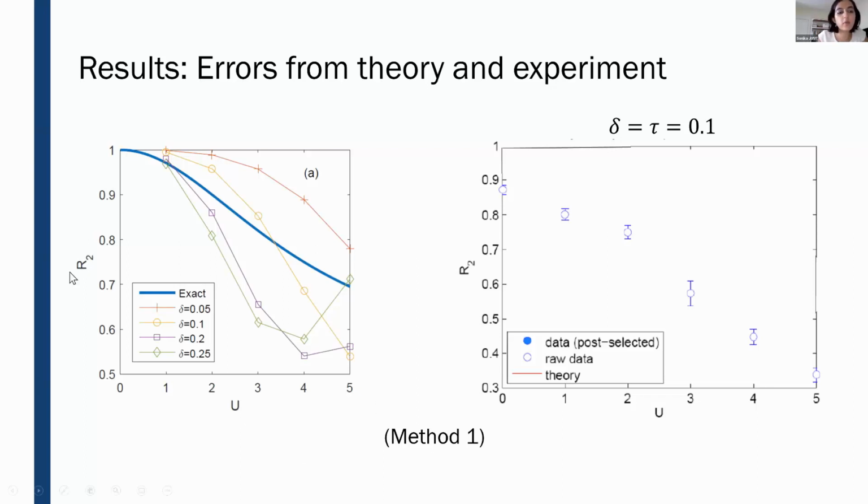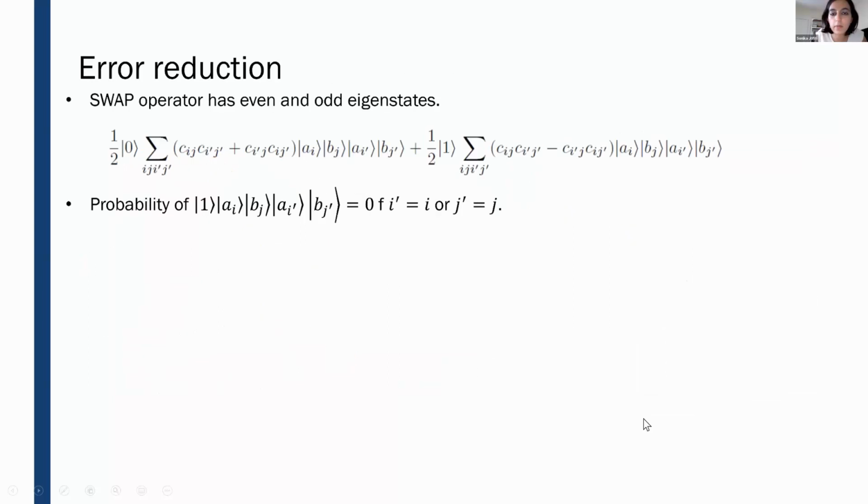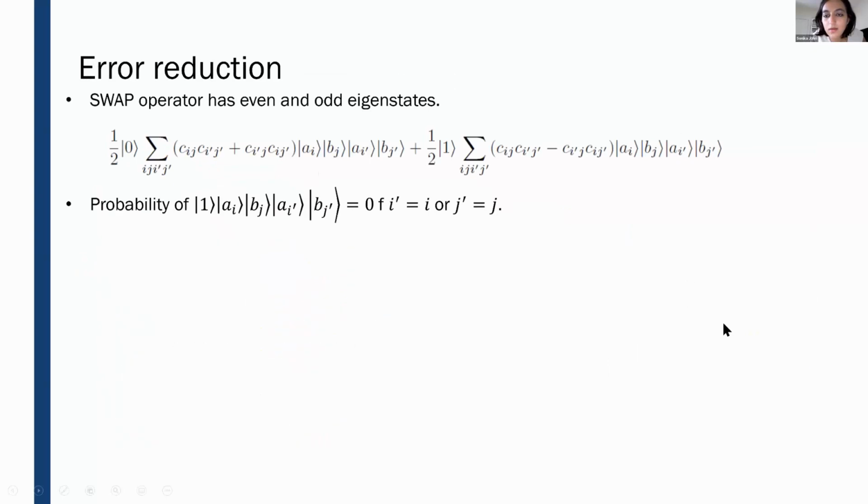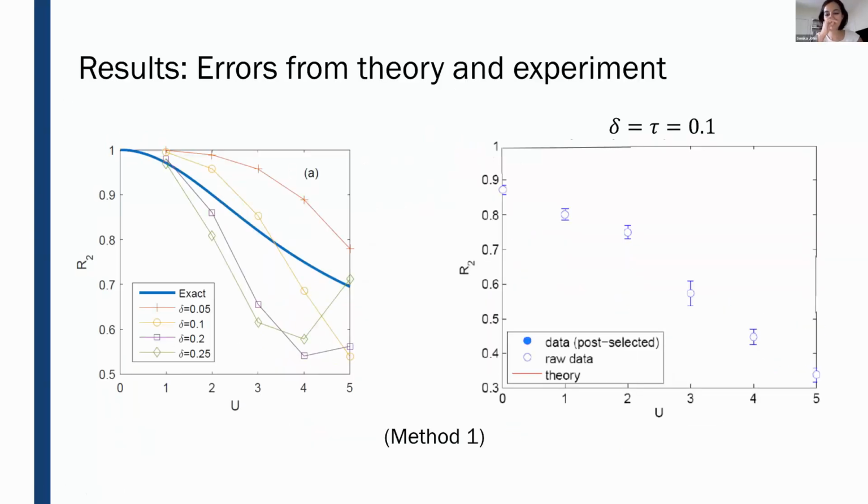Let's look at what happens when we measure R2 as a function of U. Let's look at the diagram on the right. Sorry, what happened? Sorry, I'm missing a curve. Sorry about that, it disappeared.